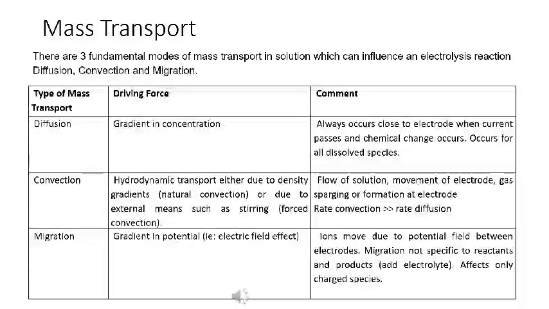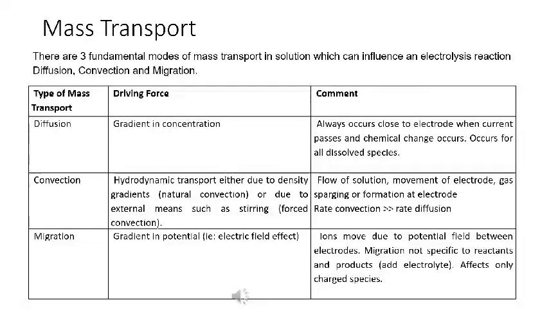The third type of mass transport is migration. What causes the migration effect is the gradient in potential between the electrodes, anode and cathode. The anode is the positively charged electrode and the cathode is the negatively charged one. In between there are electrical field effects, so ions will move due to the potential field between the two electrodes. The migration is not specific to reactants and products.